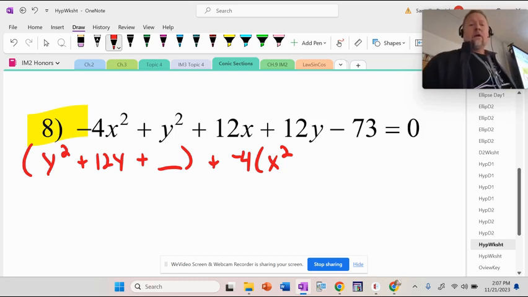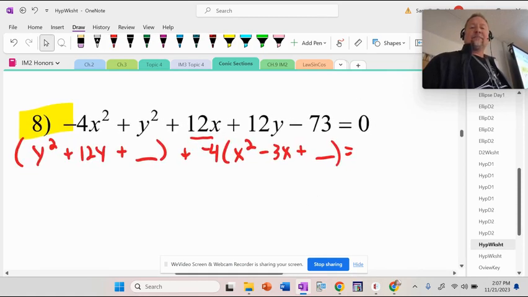All right, and then 12x becomes what times -4 equals +12? What's the answer? -3. Oh no, does anyone see the future? What are we going to have? Fractions.